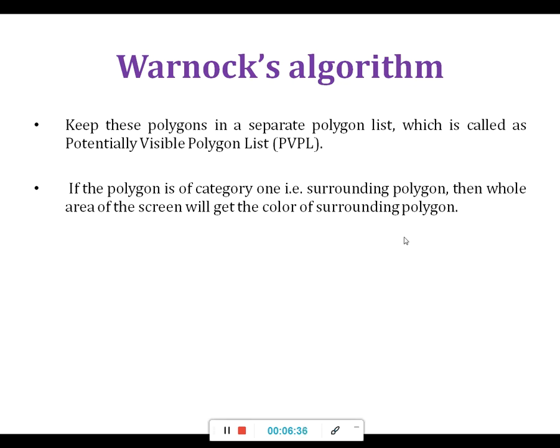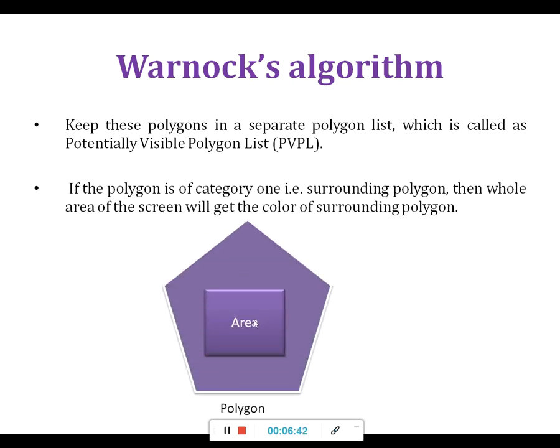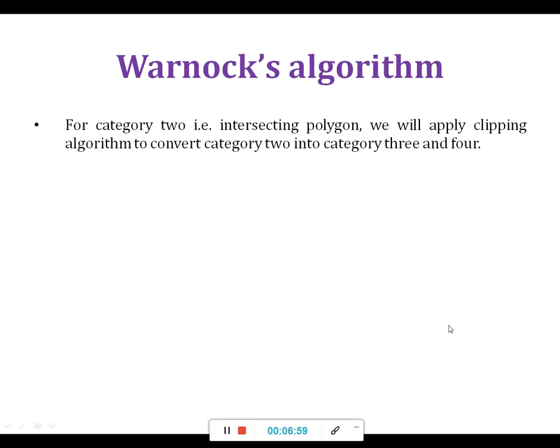Okay, so if the polygon is of category 1, that is, of the 4 categories we have seen, the first category is the surrounding polygon, then the whole area of the screen will get the color of the surrounding polygon. Here is an example of a surrounding polygon. The area is surrounded by the polygon. If such a condition occurs, then the area will be colored with the color of the surrounding polygon.